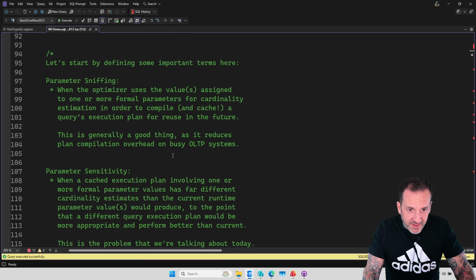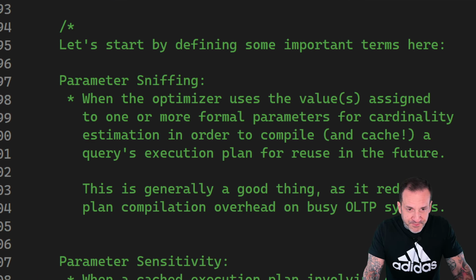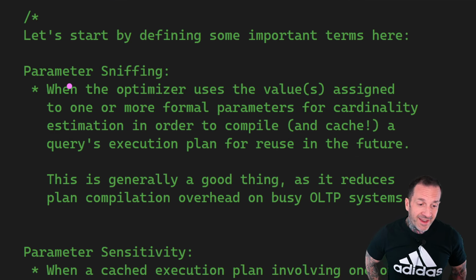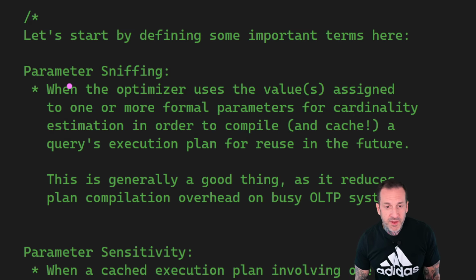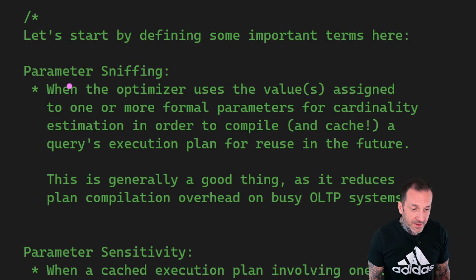But we're going to start by defining some important terms here. The first one being sort of differentiating between parameter sniffing and parameter sensitivity. So parameter sniffing is when the optimizer uses values assigned to one or more formal parameters for cardinality estimation, right?